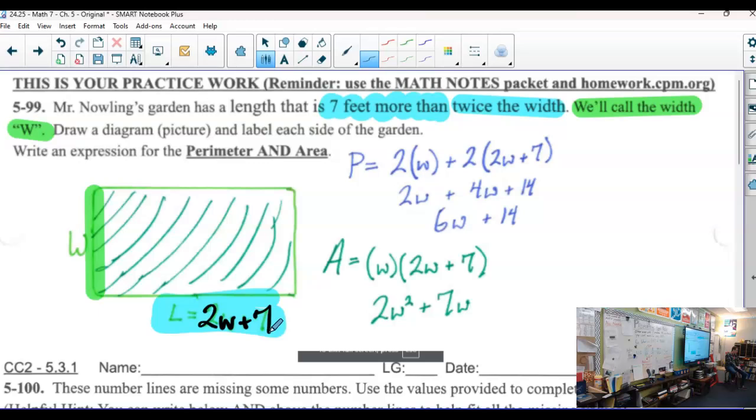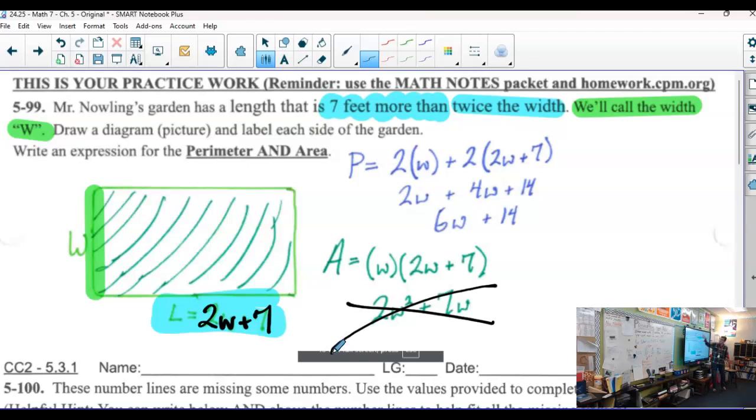Any questions on why I wrote 2W plus 7? No. 7 more than twice the width. Then, I do not expect you to have this for your area. I wrote it there as if you really want to know what this can turn into, but do we know what W is? No, we don't. Right? I hope you weren't raising your hand to tell me what W is. Nowhere do they tell us what W is.